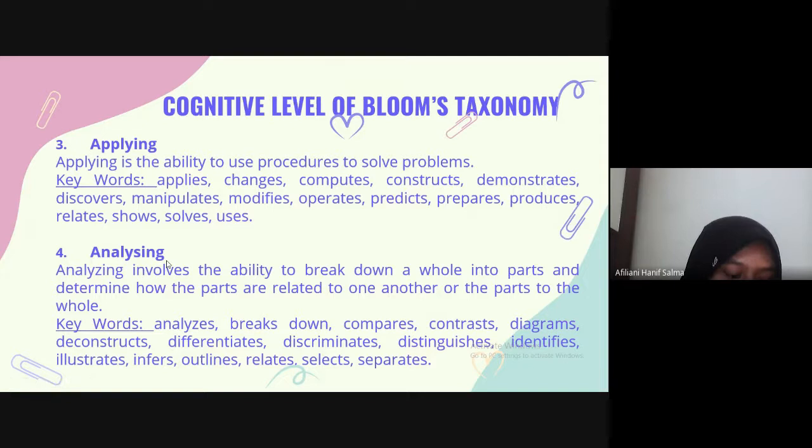And the next cognitive level is analyzing. Analyzing involves the ability to break down a whole into parts and determine how the parts are related to one another or to the whole. Analysis emphasizes the ability to break down a main element into parts and see the relationship between these parts. The keywords in analyzing are analyze, break down, compare, contrast, diagram, reconstruct, differentiate, and etc. until separates.